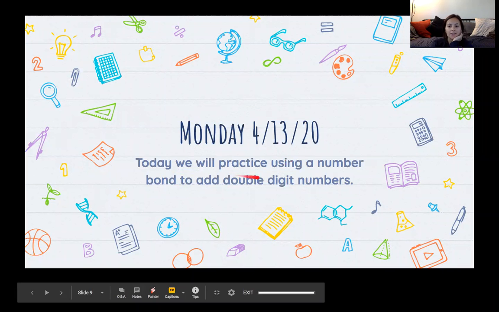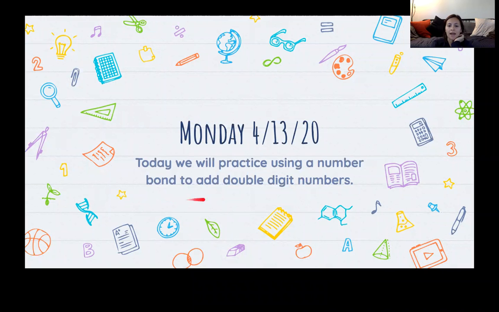Today we will practice using a number bond to add double-digit numbers. Let's get started. If you don't already have a pencil and a paper in front of you, go ahead and pause the video and grab a pencil and paper. Now that you have those, we can do our activities together.